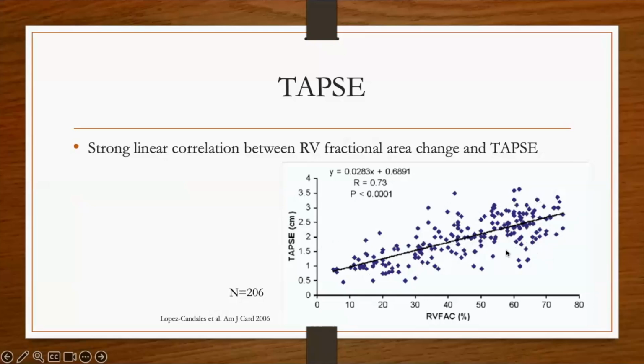And there were fewer patients with discordance between the two measurements, with a higher fractional area change but lower TAPSE, or the other way around, with a higher TAPSE and lower fractional area change.